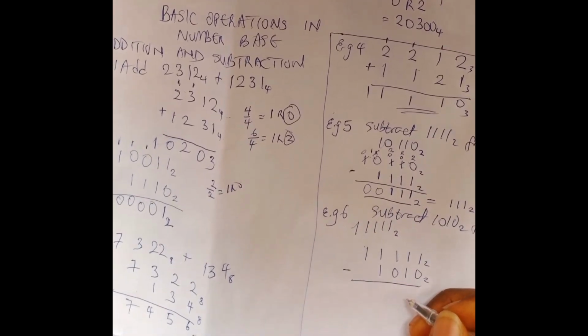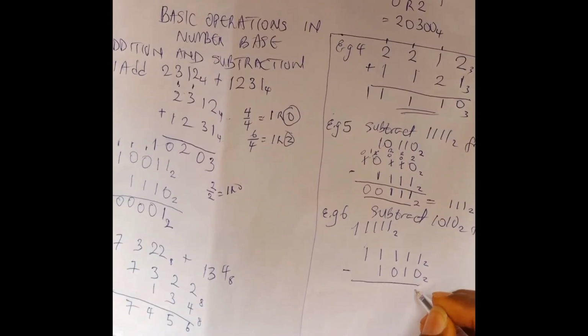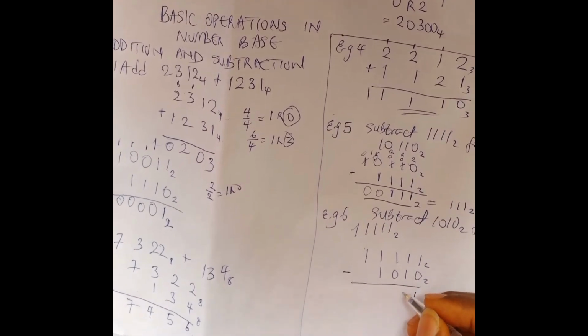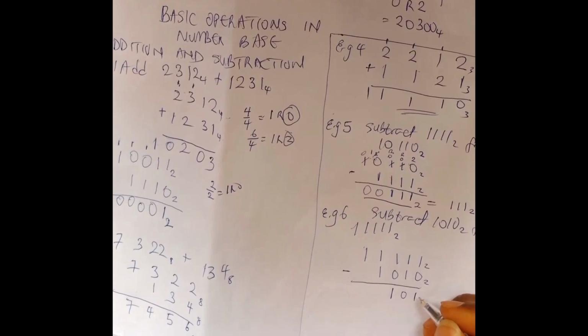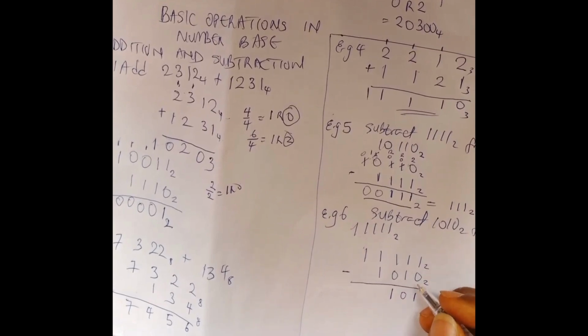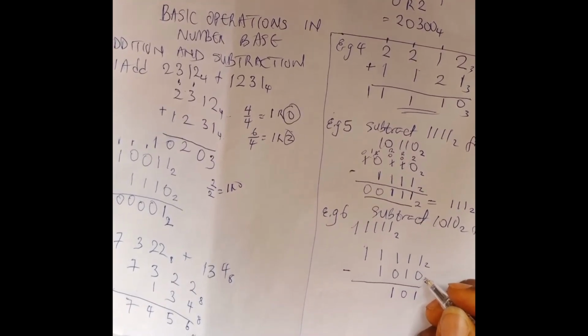1 minus 0 is 1. 1 minus 1 is 0. 1 minus 0 is 1. We are not doing anything because they are less than the base number. It's only when it is the same thing or higher than the base number that we do all those.